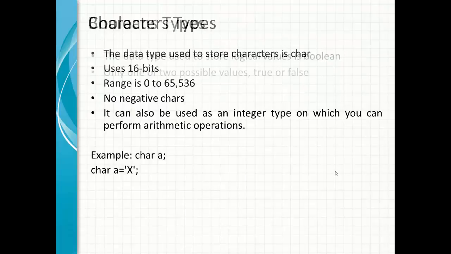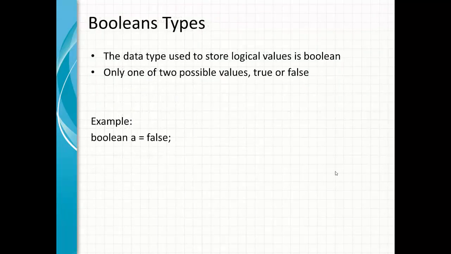Now let us move to the next slide. Boolean types. Boolean types are used to store logical values. Logical values mean either true or false. How to define them? I defined over here boolean a is equal to false or boolean a is equal to true. Only two values. In boolean type, only two values will be there, either true or false.